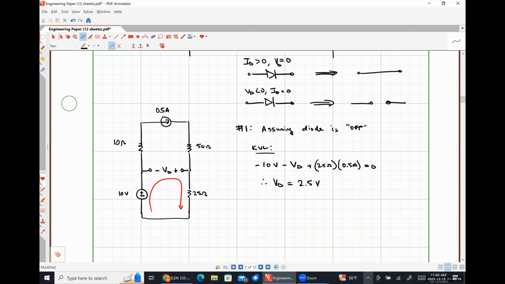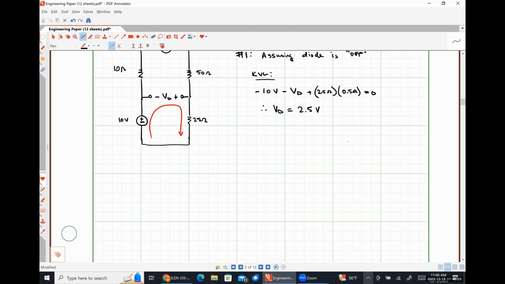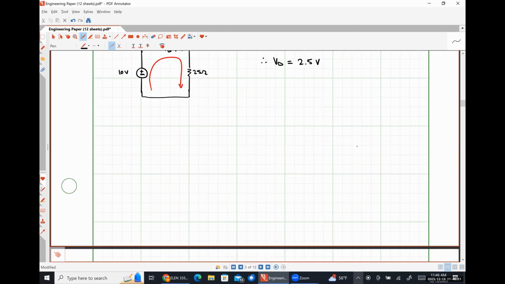Okay. So now let's run through things really quickly with the diode on, and we should see that the current flowing through the diode is a positive number, which will tell us that our assumption was correct. Under reverse bias conditions, we replace our diode with an open circuit, and then we solve for the diode voltage. If we get a negative voltage, we were correct. If we get a positive voltage, we were incorrect in our assumption. Now, let's assume the diode is forward biased or on.